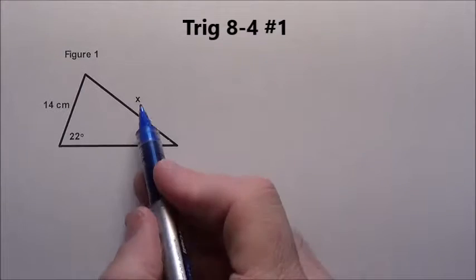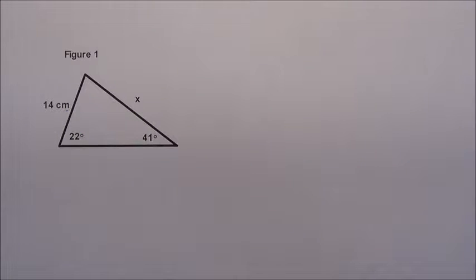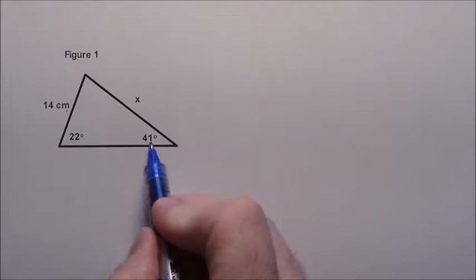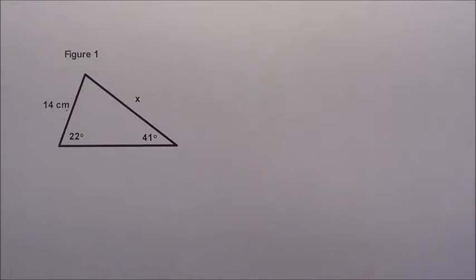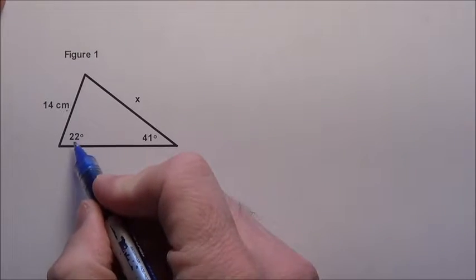Alright, figure 1. It wants to know what x is given that you have 22 degrees, 41 degrees, and across from the 41 is 14. As soon as I see something with two angles in it, that's a clue that I'm using law of sines. If there's two angles, I'm going to law of sines. And law of sines is nice and pretty. A couple ways you can write it. This is just the way I do it.